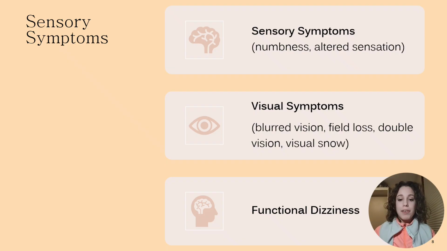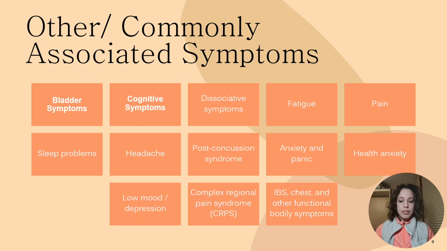So people with FND also experience sensory symptoms. Among these sensory symptoms, we have numbness and altered sensation. We have visual symptoms such as blurred vision, field loss, double vision, and visual snow. And we also have functional dizziness.